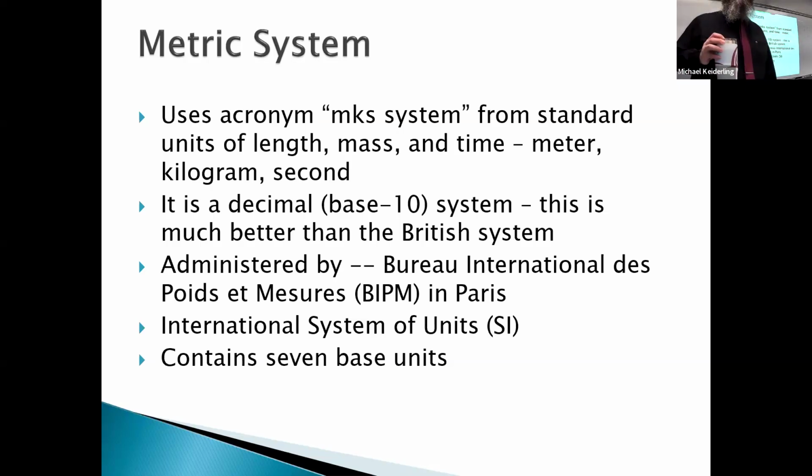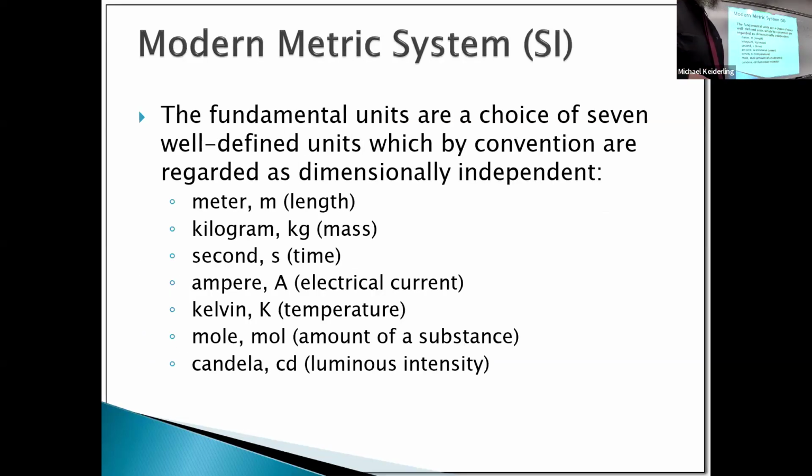This is administered by the Bureau International des Poids et Mesures in Paris, and it's called the SI system for the International System of Units. And there are 7 base units in it. The 7 base units for the metric system are the meter for length, the kilogram for mass, the second for time, the ampere for electrical current, the Kelvin for temperature, the mole for amount of substance, and the candela for luminous intensity. Of these, we're going to use the first three primarily.